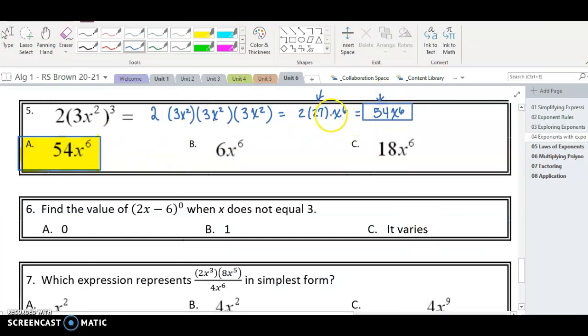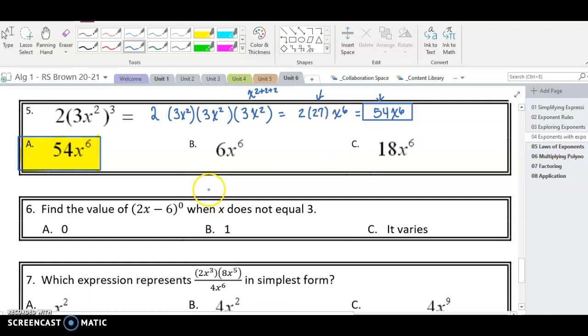All right, and then I have x squared, 1, 2, 3 times. So 2 plus 2 plus 2 is 6, right? So that was x to the 2. Wait a minute, let me erase that. X to the 2 plus 2 plus 2 plus 2, 4, 6. X to the 6th power.